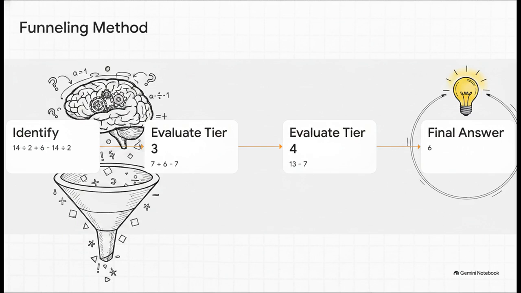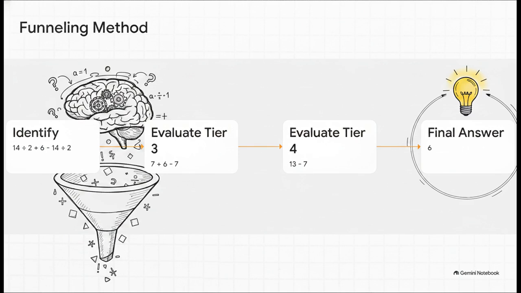In Step 1, we identify the Tier 3 divisions. Step 2, we evaluate them left to right, turning the expression into 7 plus 6 minus 7. Step 3, we process the Tier 4 addition. 7 plus 6 is 13. And finally, in Step 4, 13 minus 7 gives us 6. Notice how the calculation visually collapses downward? It literally looks like a funnel.